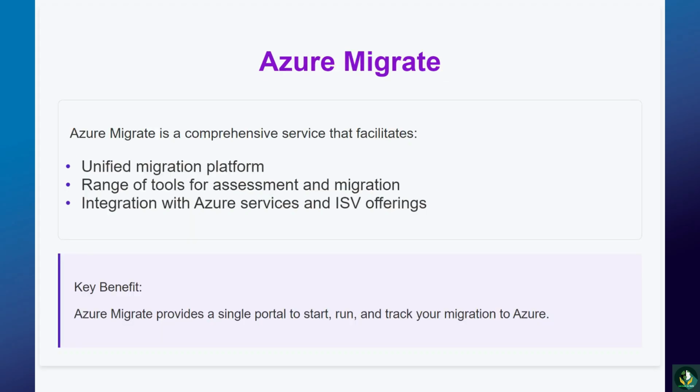manage your data. Azure Migrate stands at the forefront of cloud migration solutions, offering a comprehensive platform for transitioning your on-premises environment to Azure. This powerful service acts as a centralized hub, streamlining the entire migration process from initial assessment to final implementation. At its core, Azure Migrate provides a unified migration platform. This means you have access to a single portal where you can initiate, execute, and monitor your migration journey to Azure. This centralized approach significantly reduces complexity and improves overall efficiency in your migration efforts.